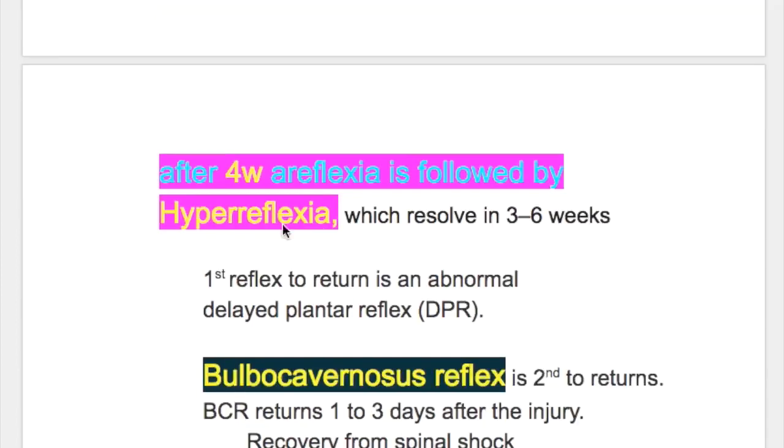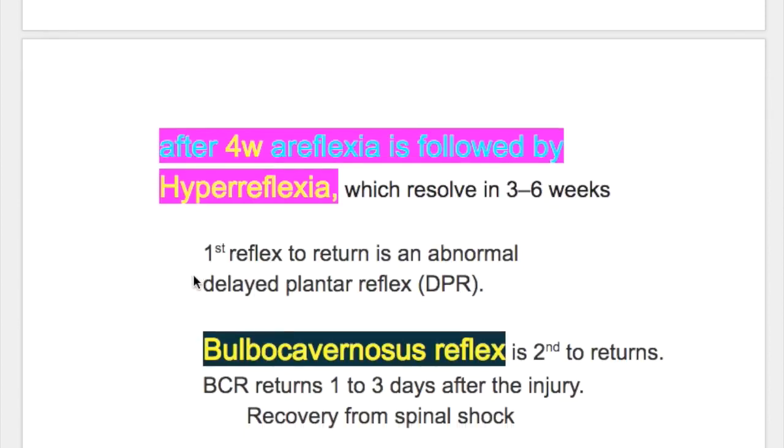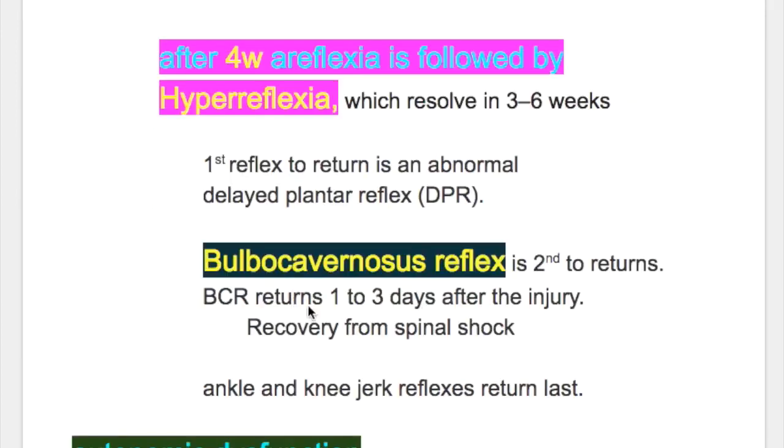In areflexia or hyperreflexia, the first reflex to return is an abnormal delayed plantar reflex. The second reflex to return is the bulbocavernosus reflex. So this is the most important reflex. The bulbocavernosus reflex returns 1 to 3 days after spinal cord injury and indicates a recovery from spinal shock. Ankle and knee jerk reflexes return last.